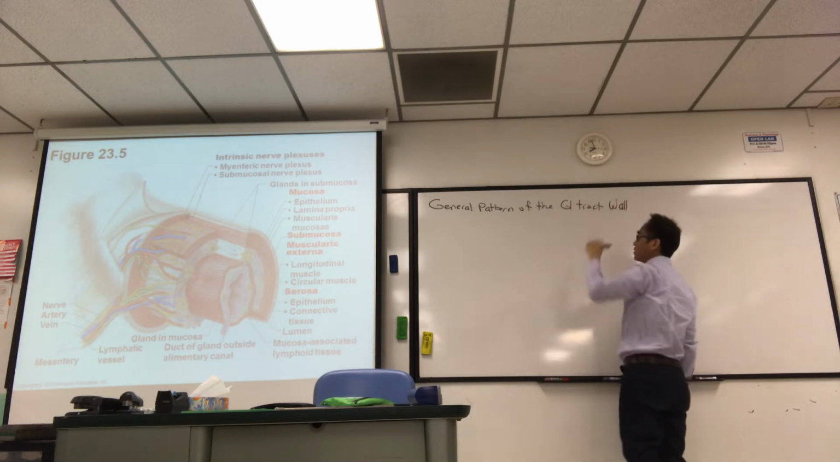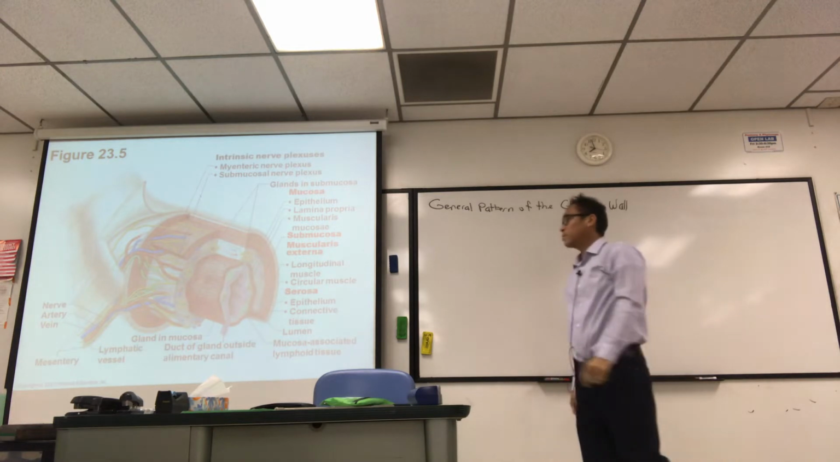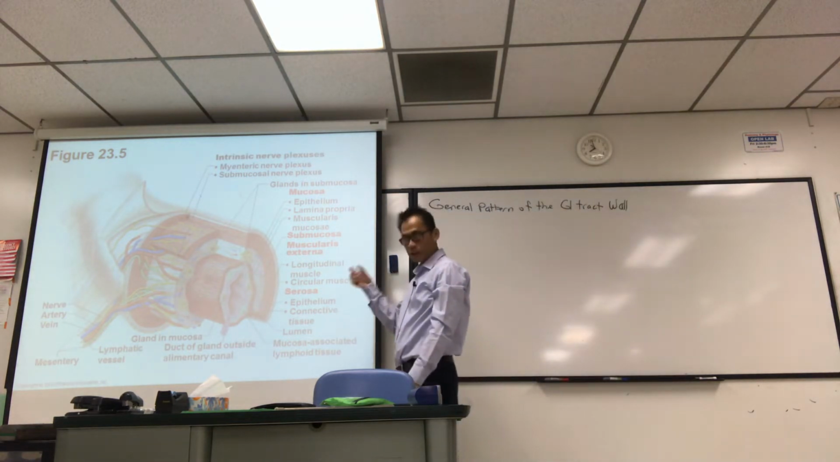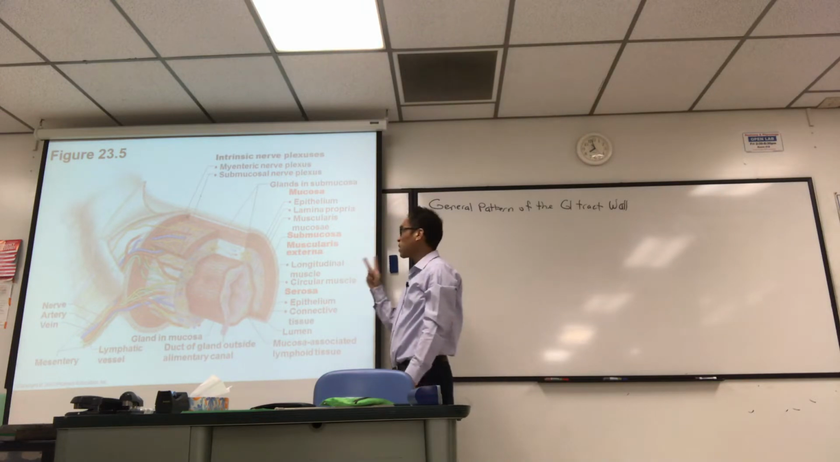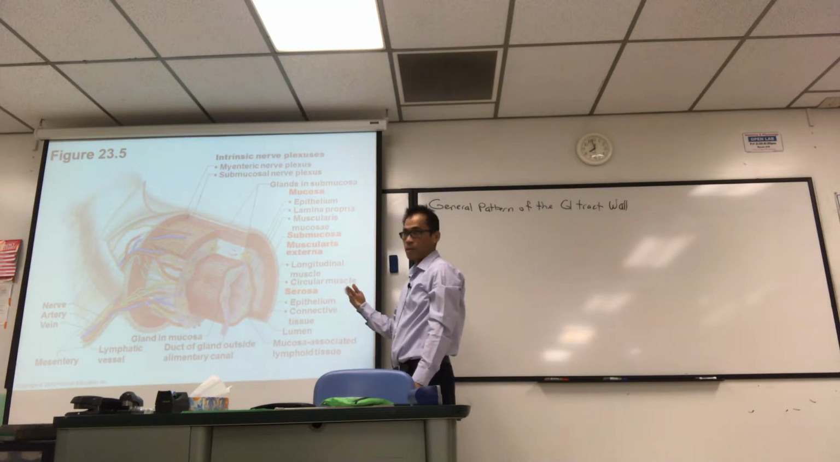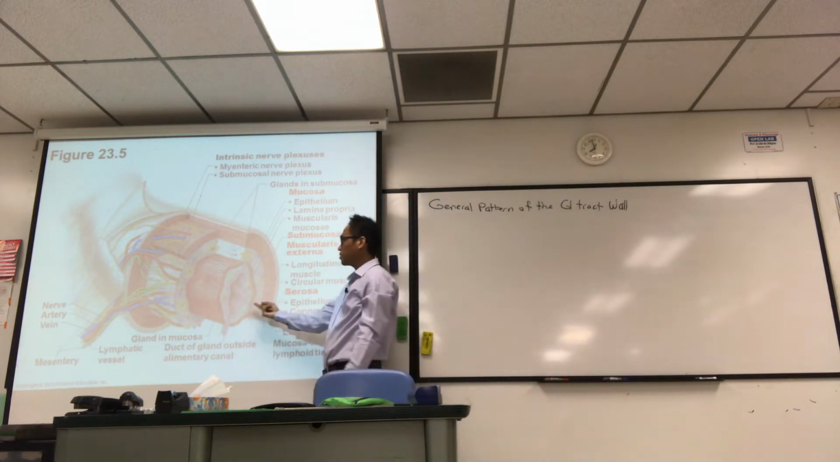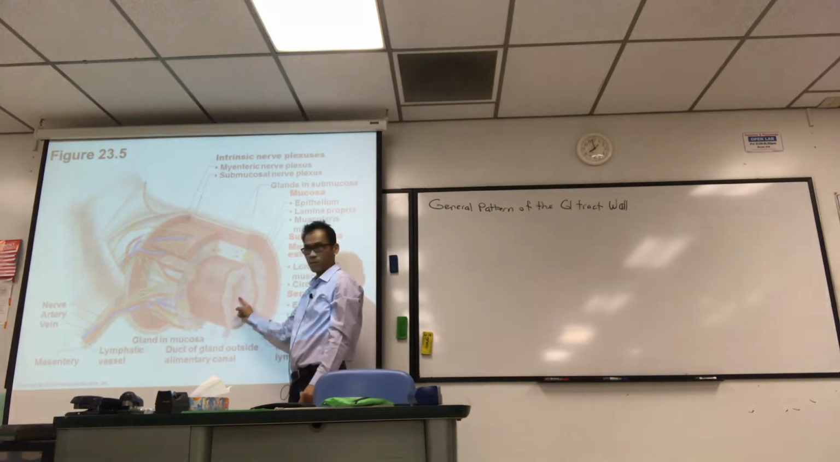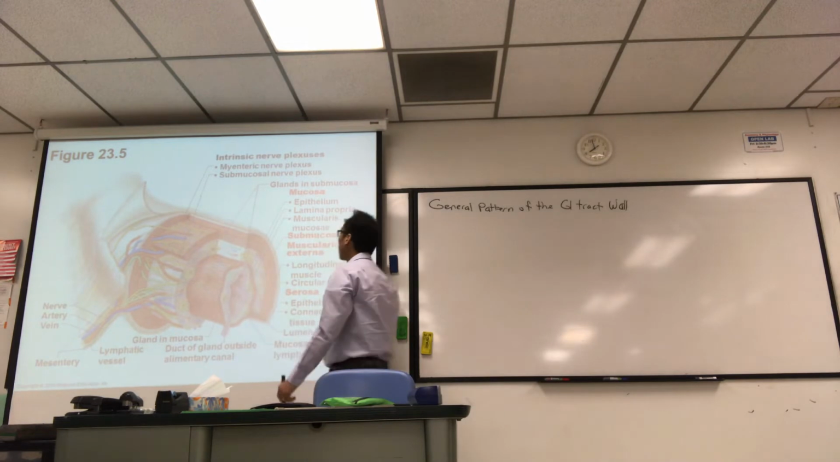The general pattern of the GI tract wall can be understood by studying the different layers. Mucosa, submucosa, muscularis externa, serosa. 4 basic layers. We'll go from inner to outer. The lumen is where food is passing through, but we're going to study the wall that surrounds the food passing through this tube. Okay.